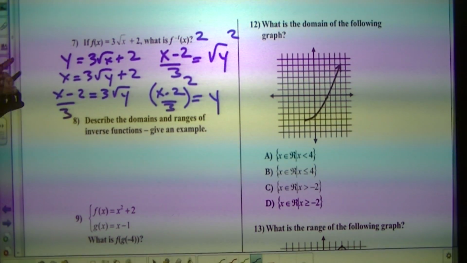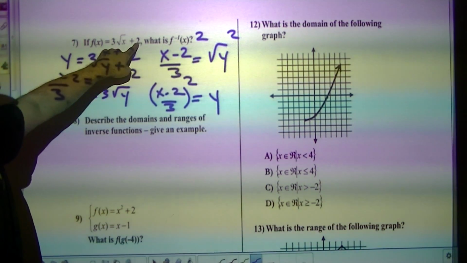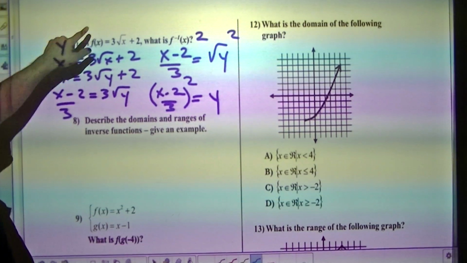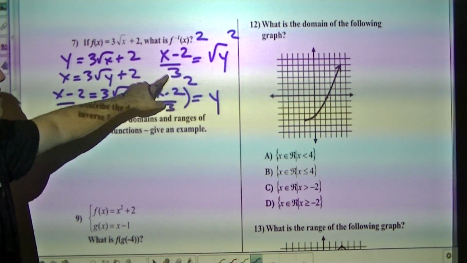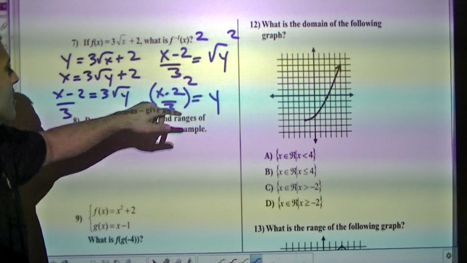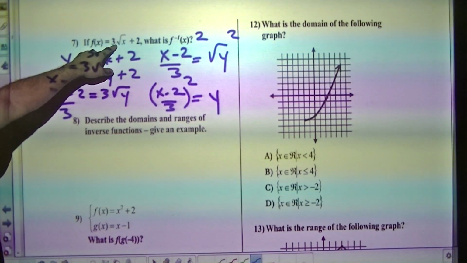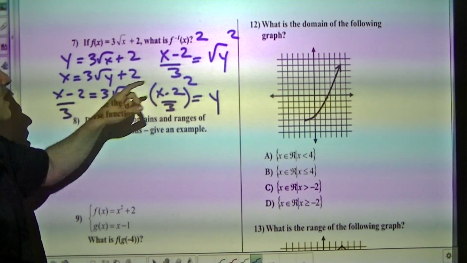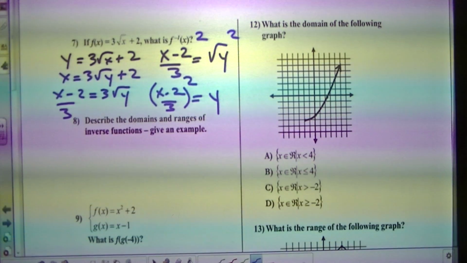Now, the fast way to do that is if it's plus 2 on the outside, it's going to become minus 2 on the inside. The opposite of the square root is the squared, okay? Instead of multiplying that by 3, we're dividing everything by 3. So that's a fast way to do that.